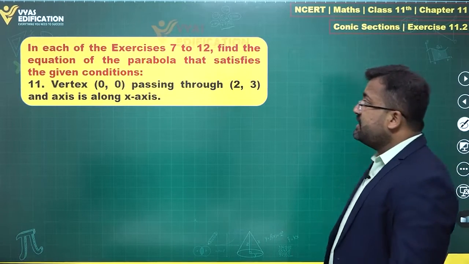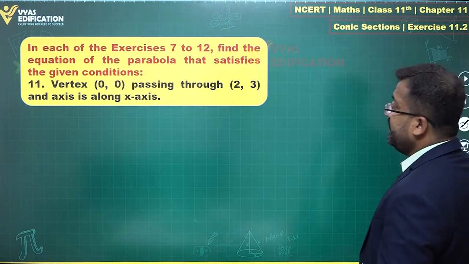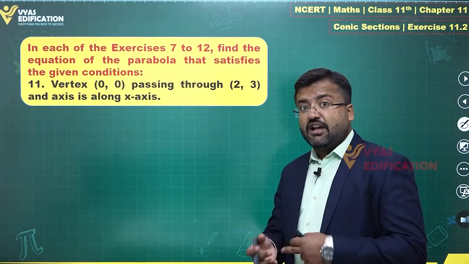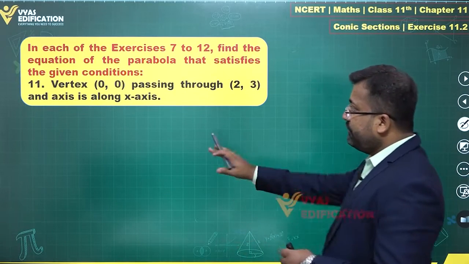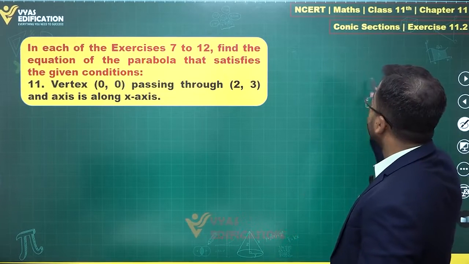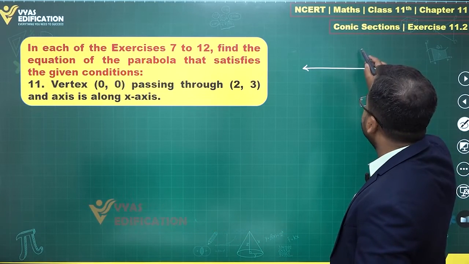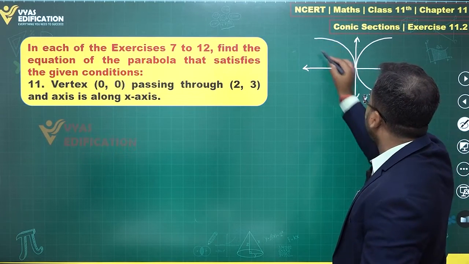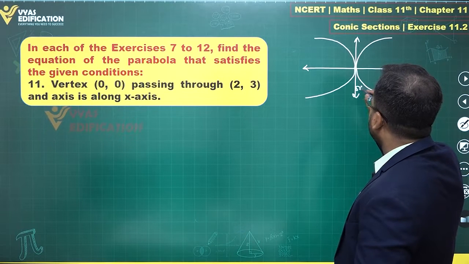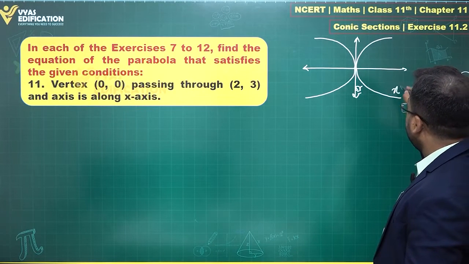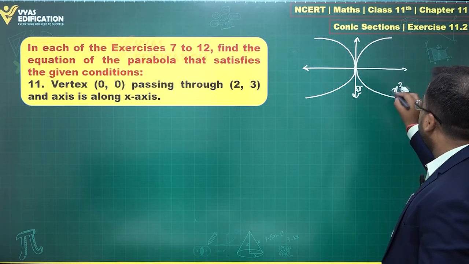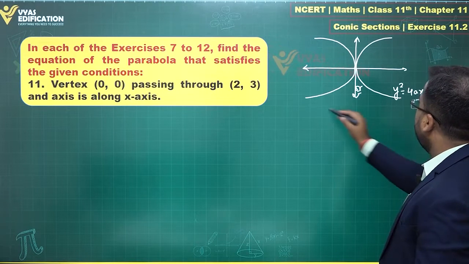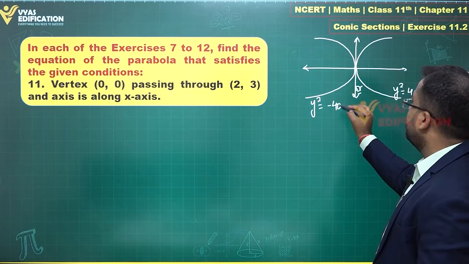The 11th question says, vertex at (0, 0), passing through (2, 3) and axis is along the x-axis. Okay, so let's move a step back and analyze this question from the point of view of the axis being along the x-axis. If the axis is along the x-axis and the vertex is at the origin, the graph will be either this or this. Mind you, this or this. The equation will be either y square is equal to 4ax or y square is equal to -4ax.